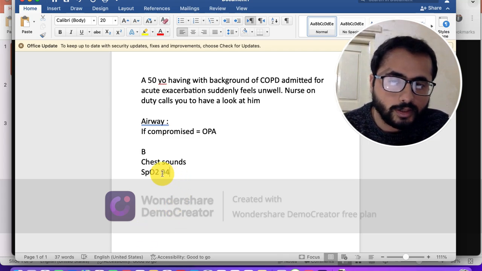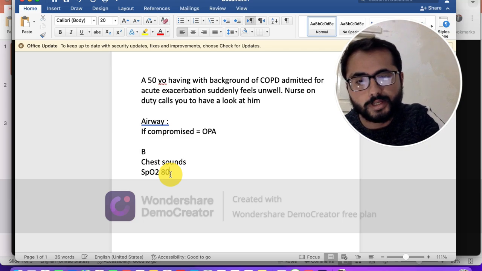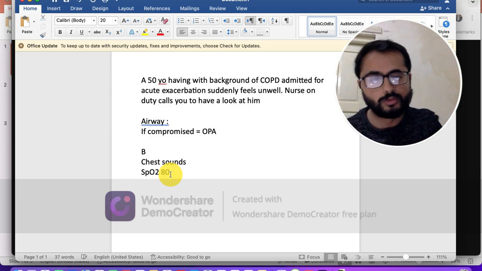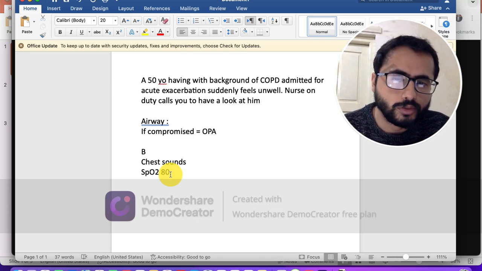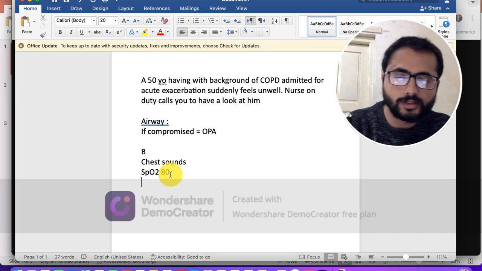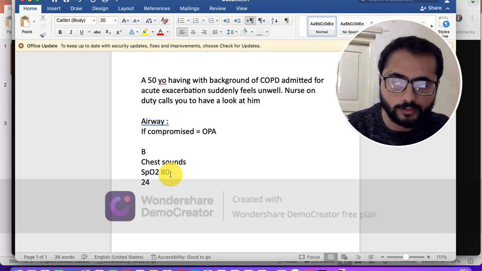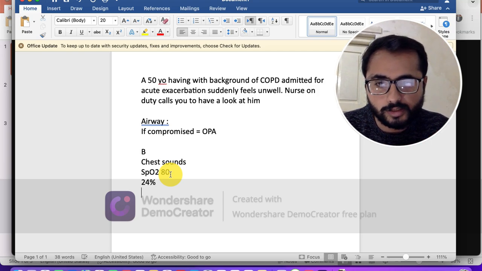So let's suppose the oxygen saturation is 80, then obviously we are going to be giving them oxygen. You are just going to be verbalizing it, and in COPD you are going to be giving it with the Venturi mask. Let's start with the 24%, and we will increase it if needed. So B is done. Order chest X-ray and blood ABGs, that is also a part of B.